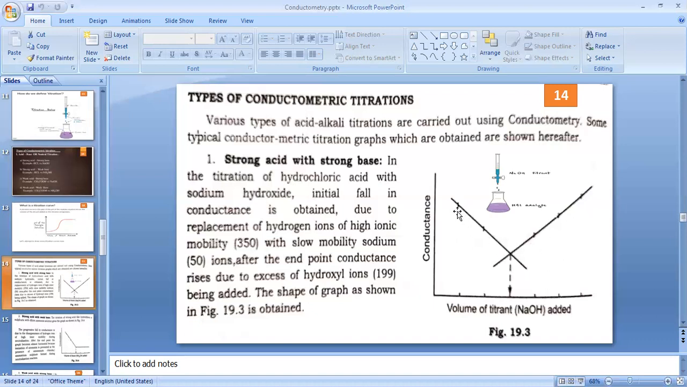And the graph for strong acid versus strong base will appear. Initially there will be a decrease, and finally there will be an increase. The decrease in conductance is due to the replacement of H plus with Na, and the increase in conductance will be due to the replacement of Na with OH. So the increase in conductance is due to the presence of excess drops of the hydroxyl ion. Hydroxyl ion has more conductivity as compared to ionized H plus.